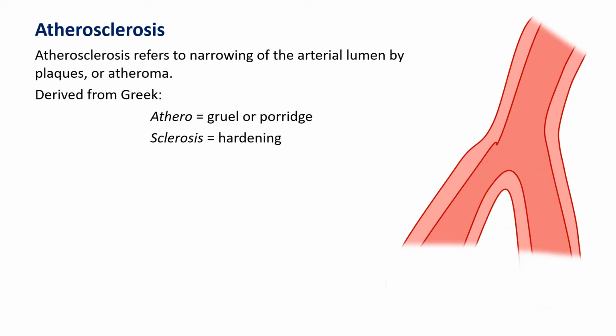So let's start talking about atherosclerosis. Atherosclerosis is the narrowing of the arterial lumen by plaques, atherosclerotic plaques, or atheroma. And the word comes from Greek, athero meaning gruel or porridge, and we'll see when we start to talk about how plaques form what that's exactly referring to. Sclerosis is hardening. And again, we'll see in a minute about how fibrous caps form, which can harden off the top of these plaques.